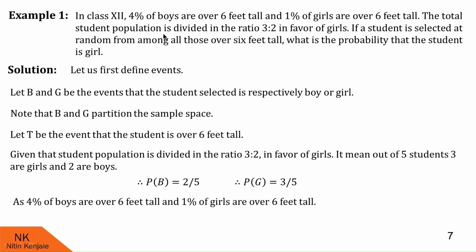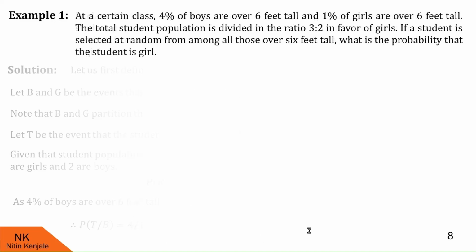Also given that 4% of the boys are over 6 feet tall and 1% of the girls are over 6 feet tall. Therefore, the probability of T by B, that is the student selected is over 6 feet tall such that it is a boy, is 4%, that is 4 by 100, and the probability of T by G, that is the student selected is over 6 feet tall such that it is a girl, is 1%, that is 1 by 100. Now we carry forward this data.